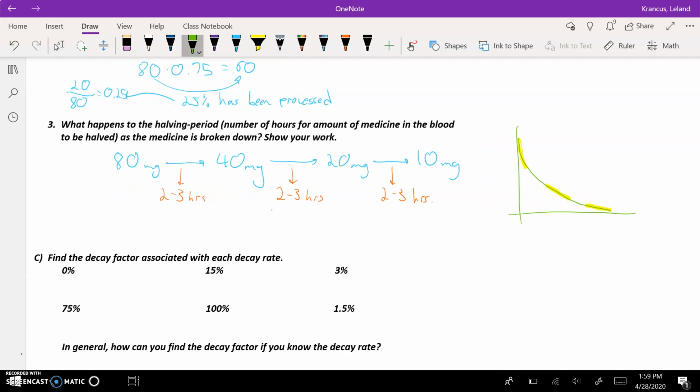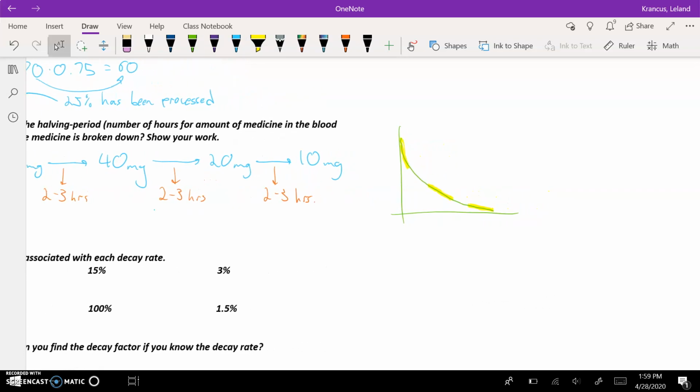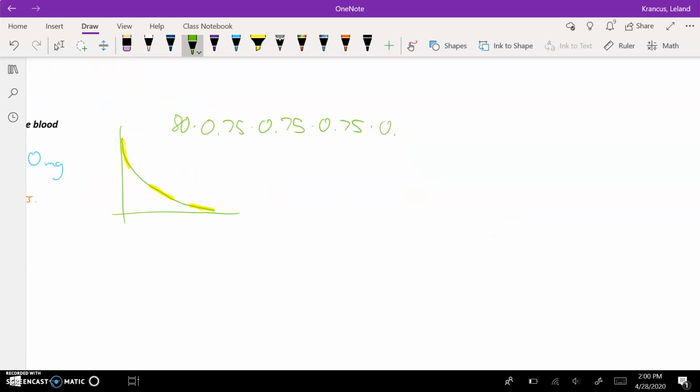You could also think of this numerically, thinking about that pattern, just like when we talked about the doubling period with growth. If you take that decay factor, 0.75, we're starting with 80 times 0.75 times 0.75 times 0.75, and so on. Each time I multiply by 0.75 represents 1 hour passing. So you've got your first hour, second hour, third hour, fourth hour, fifth hour, sixth hour, and so on.